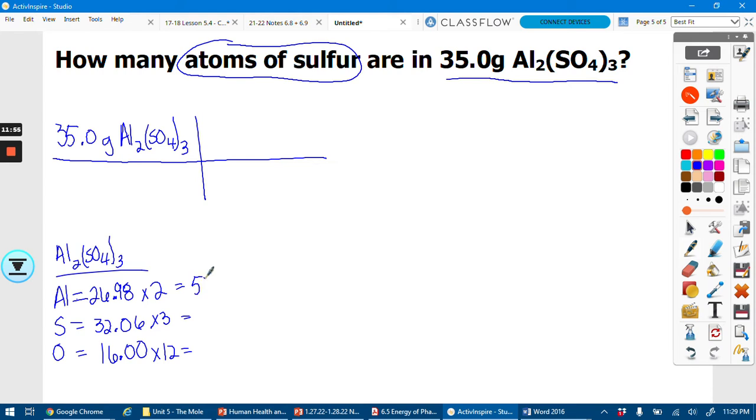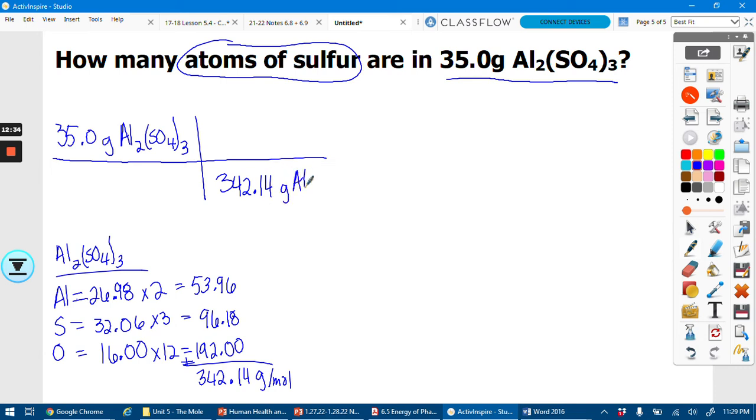So this is going to give us a mass of 53.96 for the aluminum, 96.18 for sulfur, and 192 for oxygen. Then we need to add those together. And I found 342.14 grams per mole for aluminum sulfate. So we have grams on the top. We're going to need to put the grams on the bottom. 342.14 grams of aluminum sulfate.